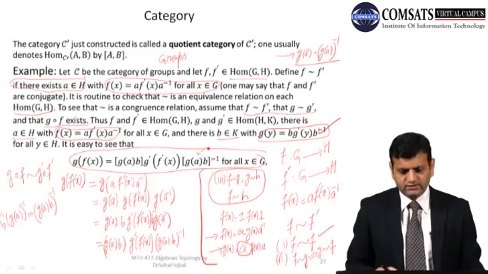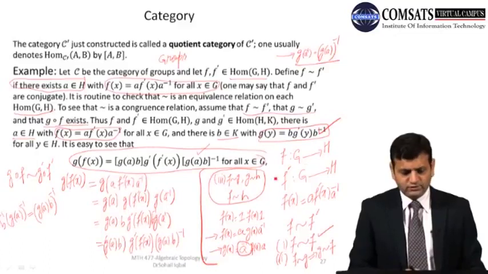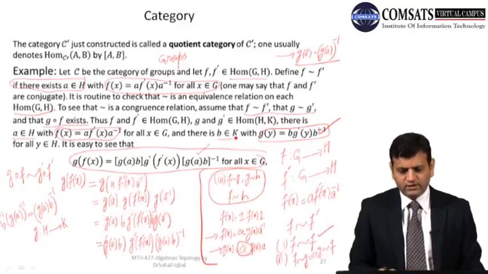So this is the same expression as this expression. What is G of A? G of A is an element of K, since G is a homomorphism from H to K. B is also an element of K. So we can say that G of A times B is an element of K. Similarly, the inverse of G of A times B is also an element of K, because K is a group, so it has an inverse.